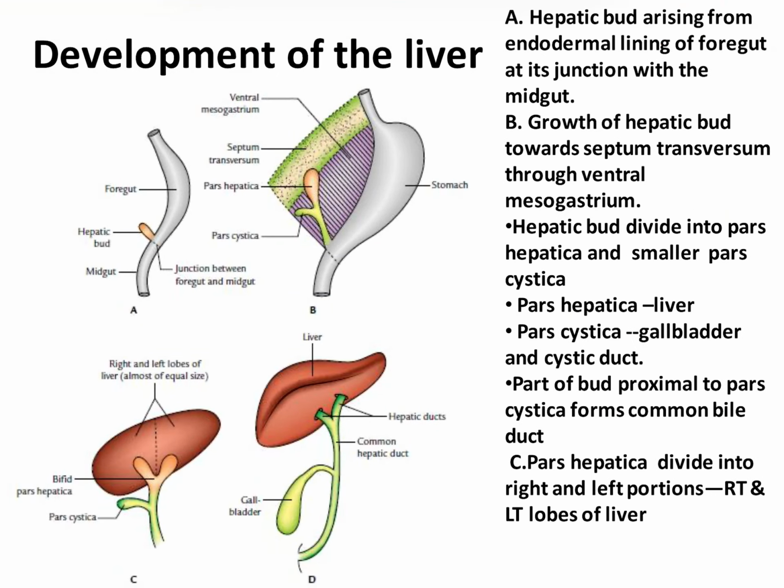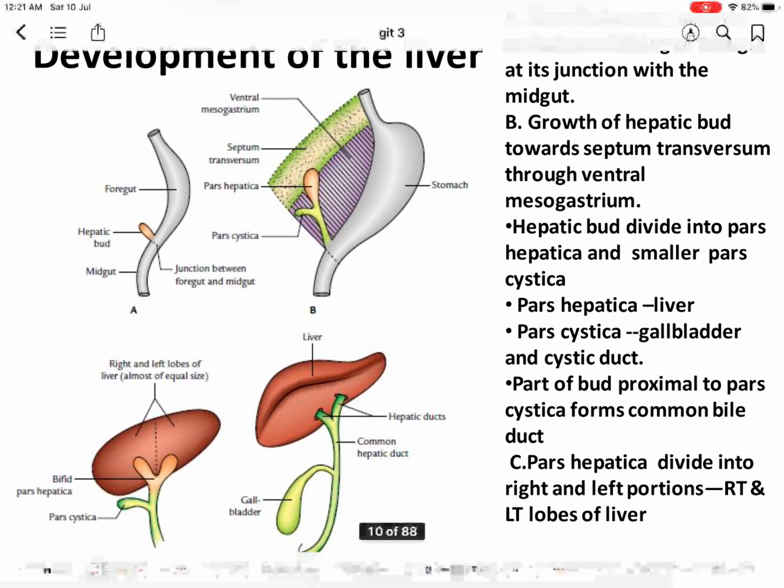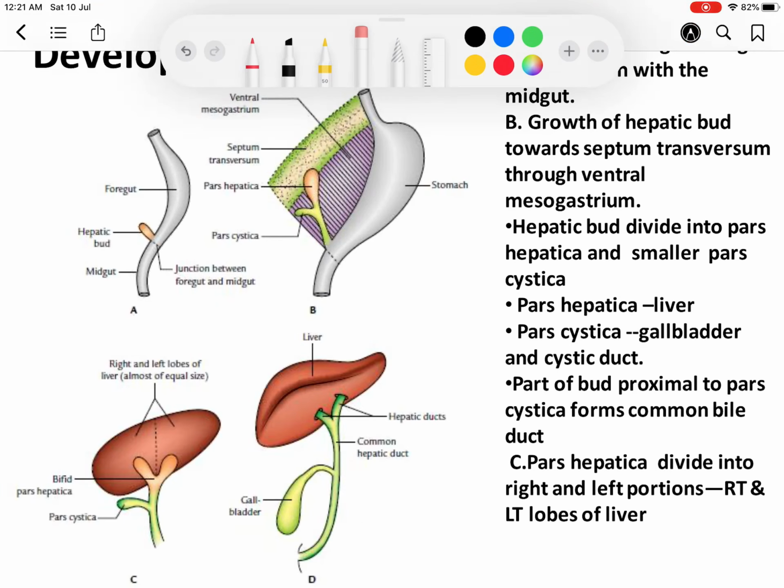First of all, a hepatic bud arises from the endoderm of the foregut, from the junction of foregut and midgut, or you can say from the caudal part of the foregut, and this is called the hepatic bud. This hepatic bud will grow within the septum transversum through the ventral mesogastrium.